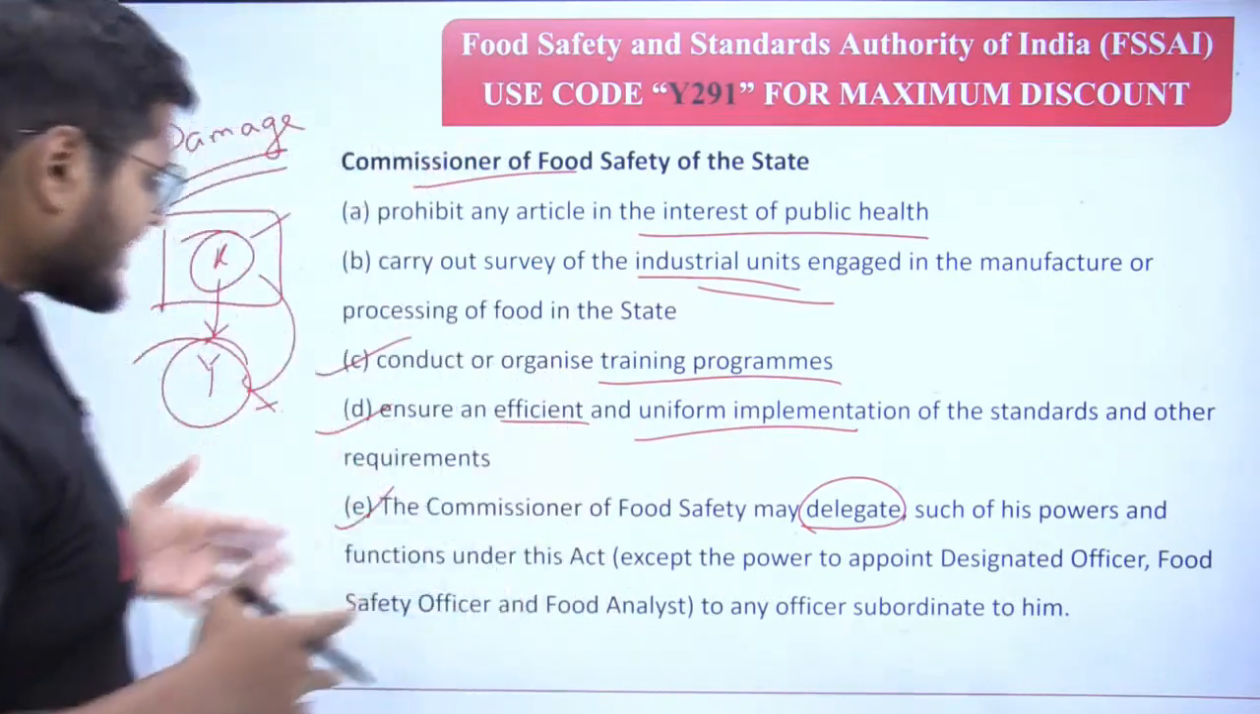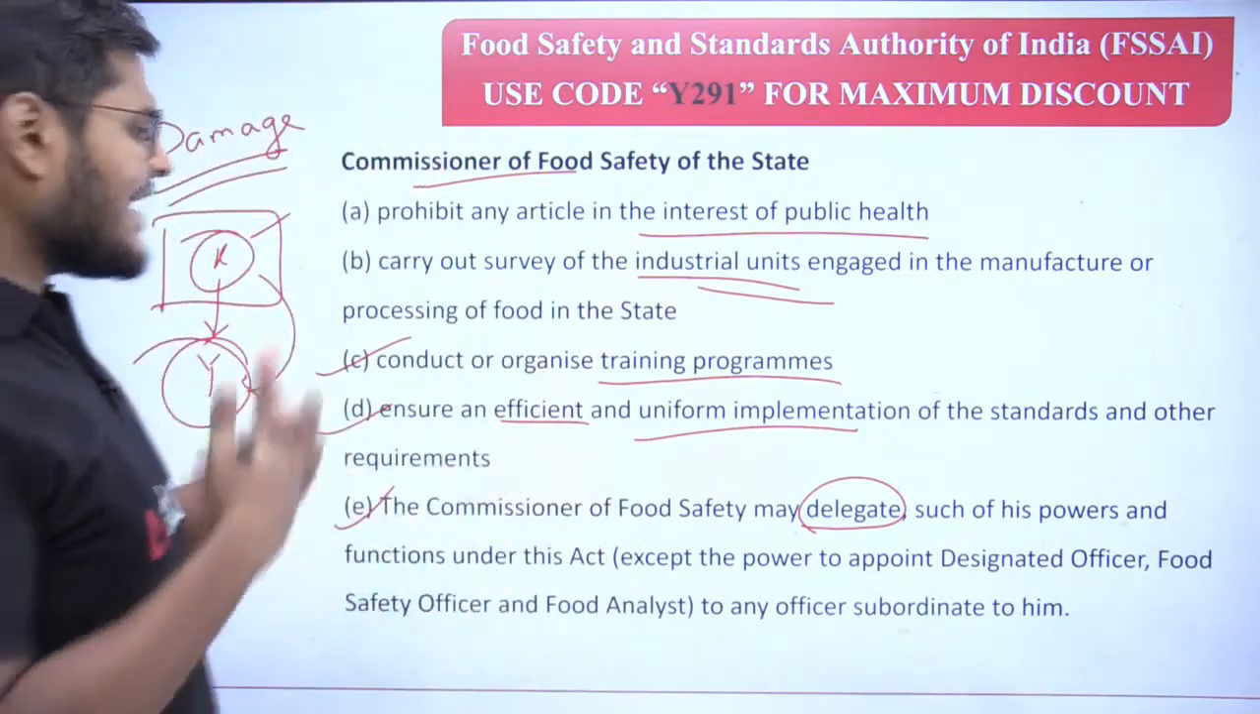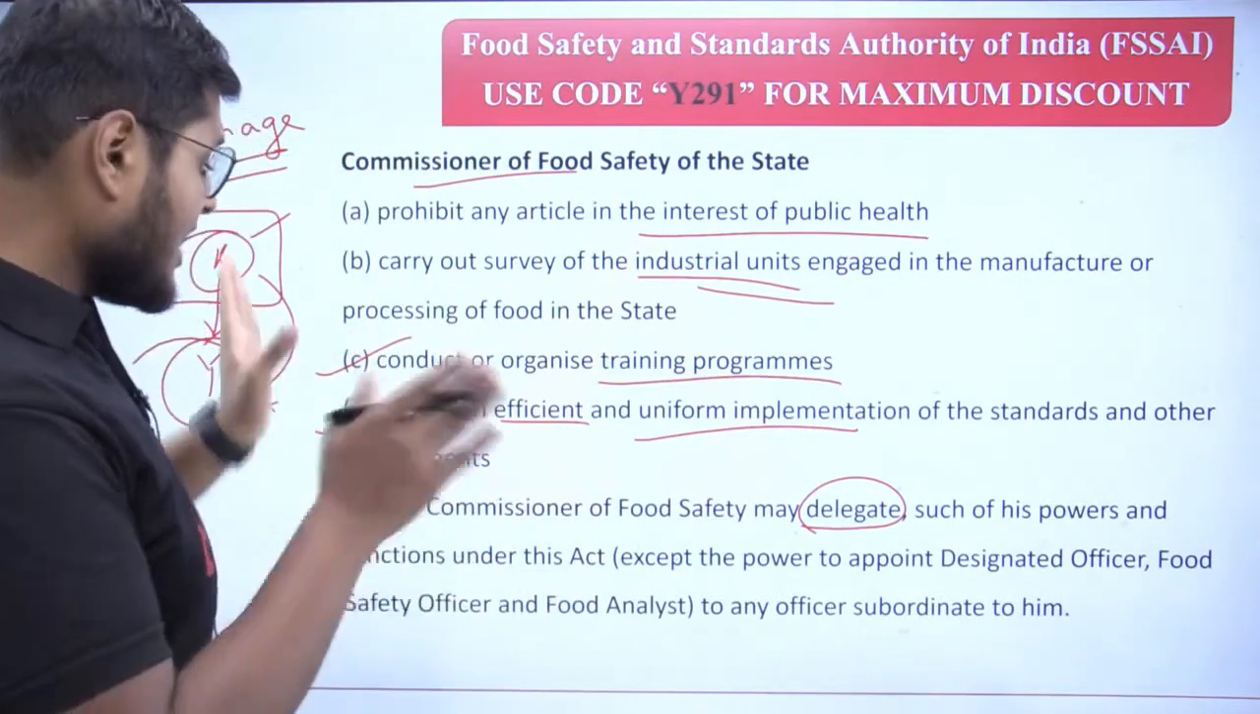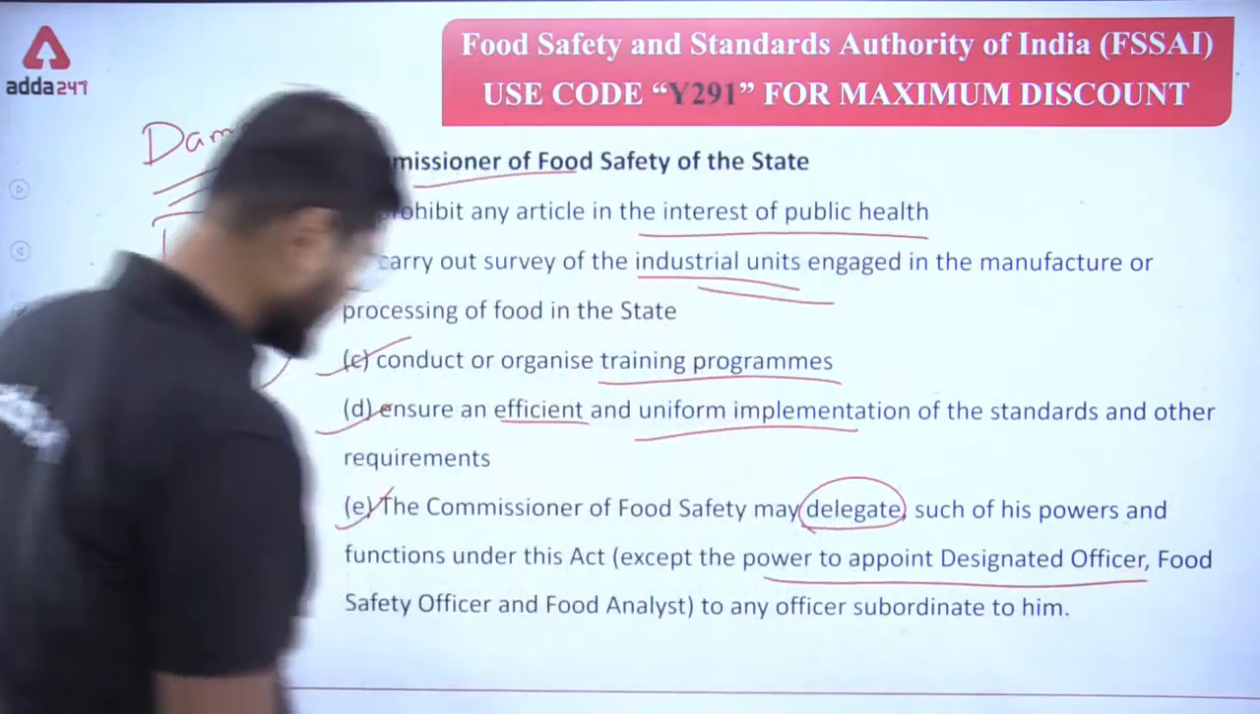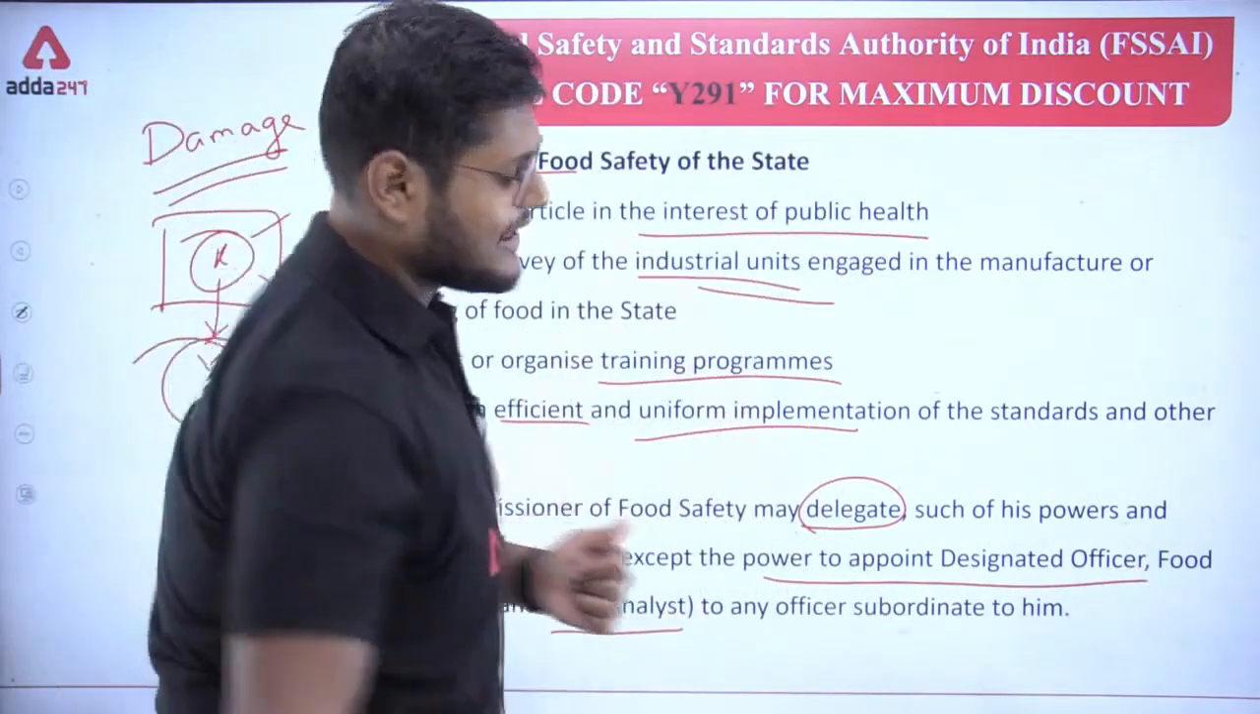That means, for example, if you are at a certain position or rank in an organization, you can delegate, you can transfer, or you can allow someone to perform certain functions that only you can do. So the Commissioner of Food Safety can delegate some of his powers, but he or she cannot delegate the power to appoint the designated officer, food safety officer and food analyst.